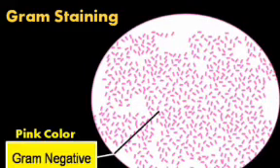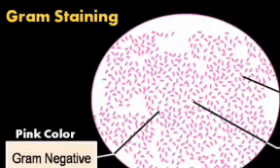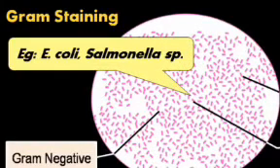But if you have it in this pink color, you call it Gram-negative bacteria. If it has a rod shape, like the way you are seeing it, then it is bacilli. And if it has no specific arrangement, you can call it E. coli or Salmonella, etc. Those are the Gram-negative bacteria we have.